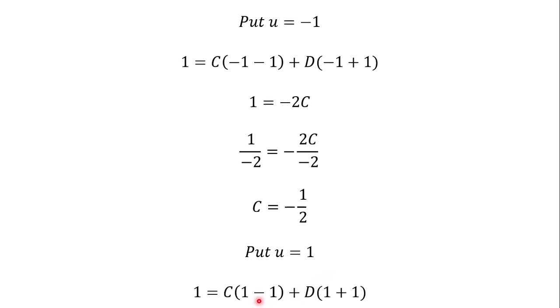Now when we do that, here 1 minus 1 will give us what? 0. And 0 multiplied by 2 will give us what? 0. Now d, here and here, will give us what? 2d. So 1 is equal to 2d. Divide both sides by 2, and you're going to get d is equal to half.